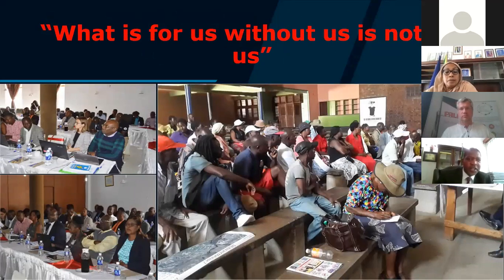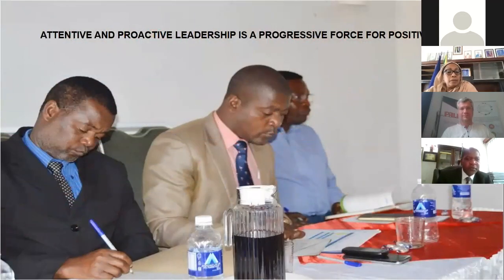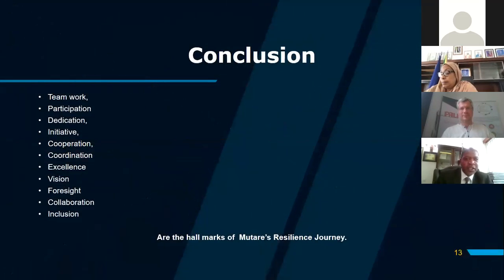That is also an indication that what is for us without us is not for us, from the discussions which have been done. We have been discussing, that is me and the senior government officials and also a UN Habitat official, about these issues. In conclusion, there is a need for us to have teamwork, participation, dedication, initiative, cooperation, coordination, excellence, vision, foresight, and inclusion.